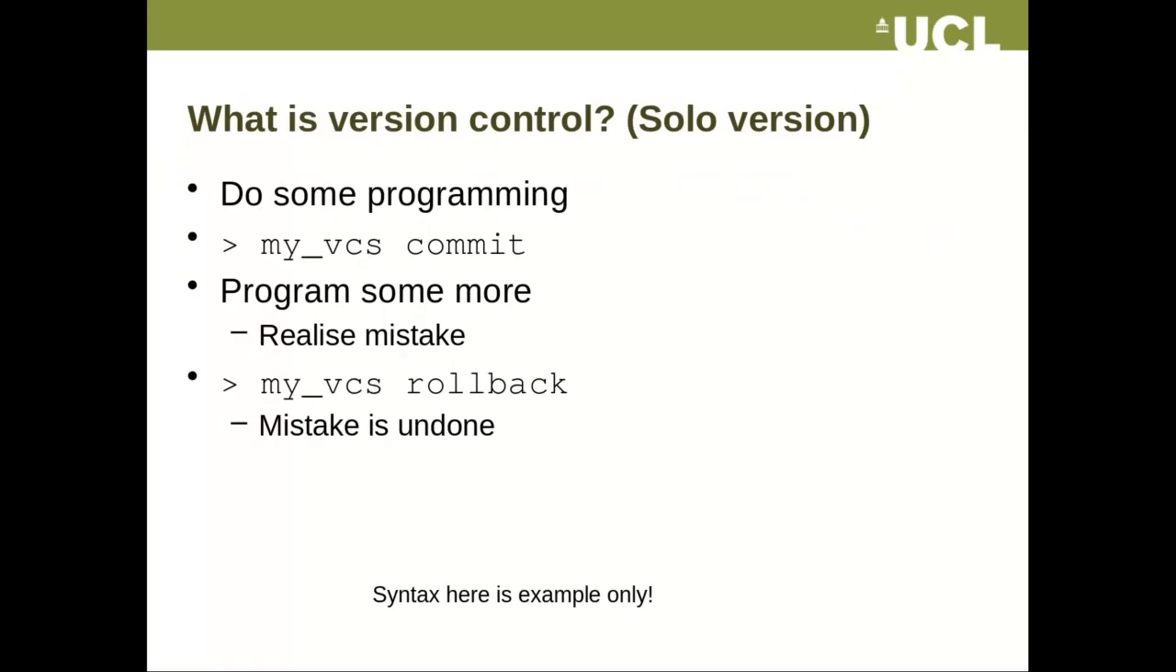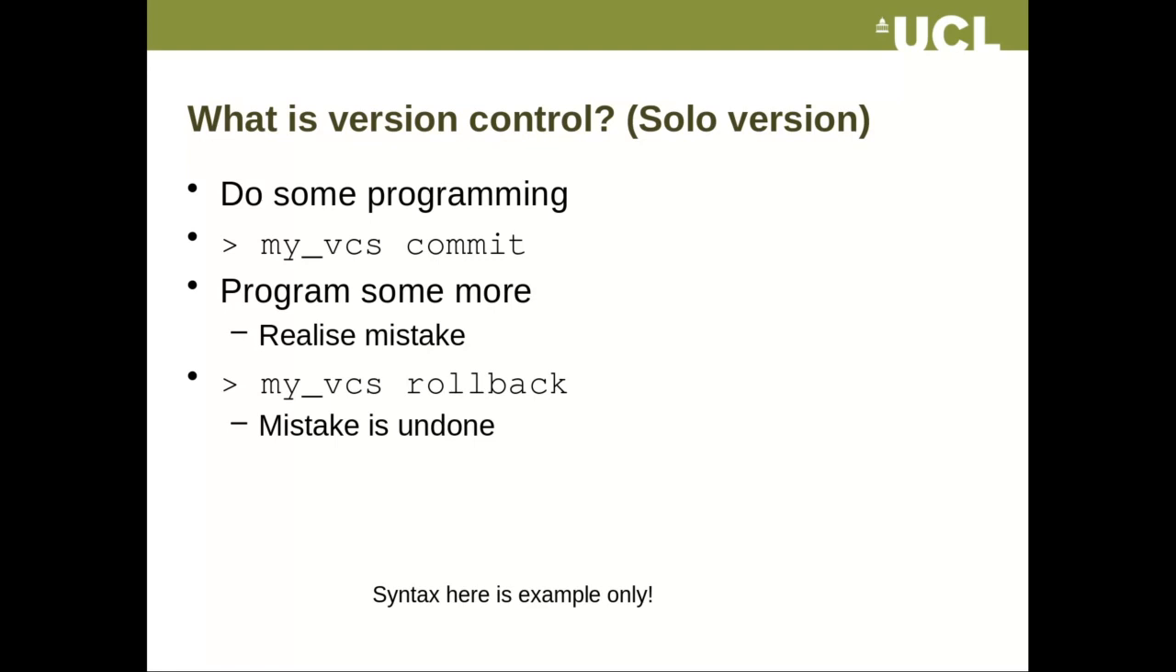What then is version control? We're going to start off looking at the solo version, so just working by yourself. Some of the older version control systems, such as RCS, which just stood for Revision Control System, really only allow working by yourself. They don't do anything clever to allow you to work with other people. All the modern ones, like Git that we're going to concentrate on, allow you to collaborate with other users.